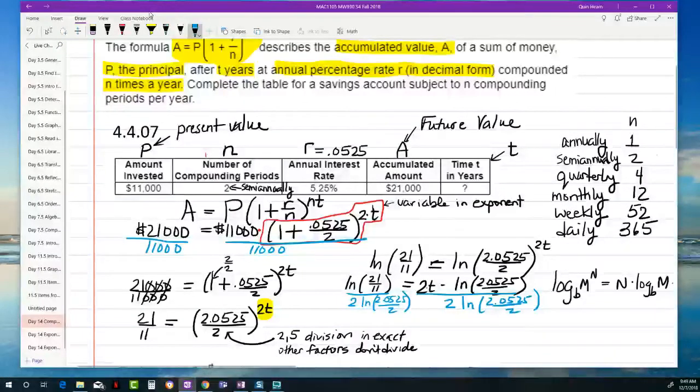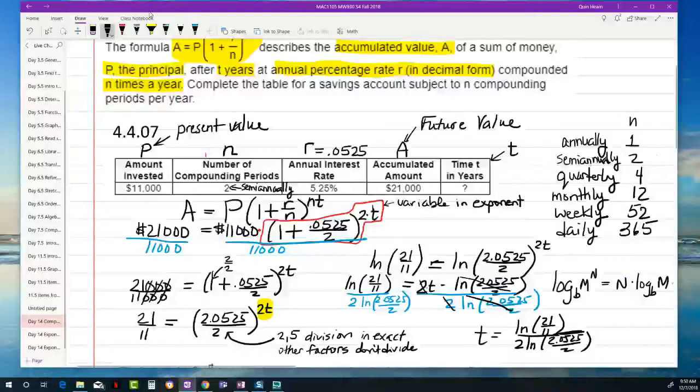Okay, so that means that t, everything else cancels out, right? Divides out to be 1. So that means that t is equal to the natural log of 21 over 11, over 2 times the natural log of 2.0525 over 2.